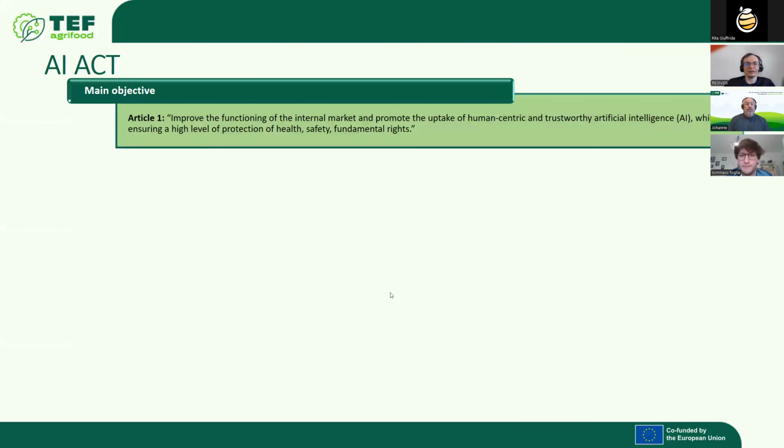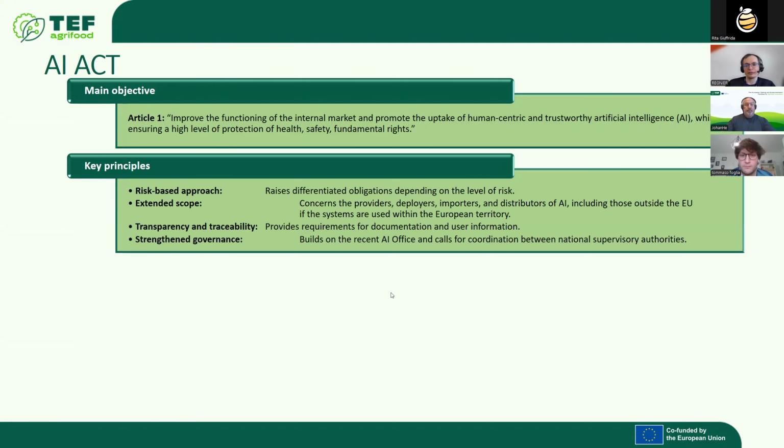Okay, so I will make a brief overview of what the AI Act is and why it matters to us. The AI Act is the first comprehensive regulation on artificial intelligence in Europe and in the world.